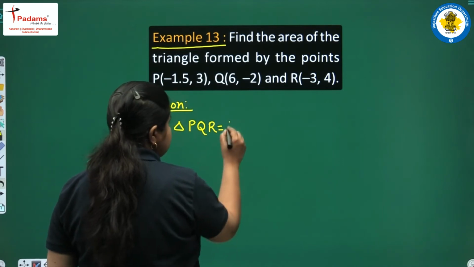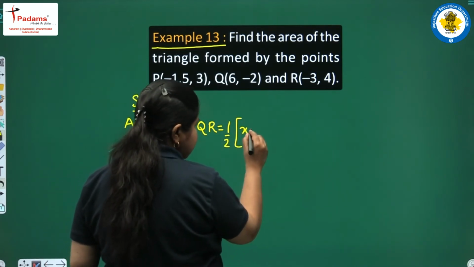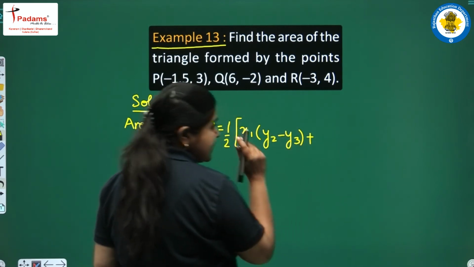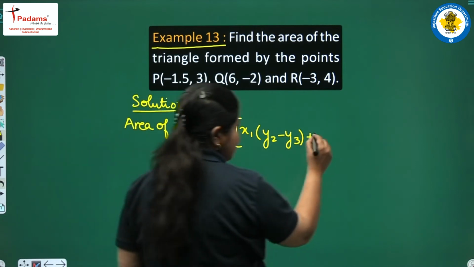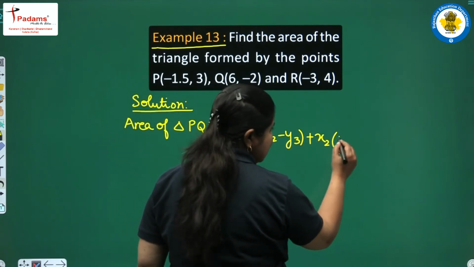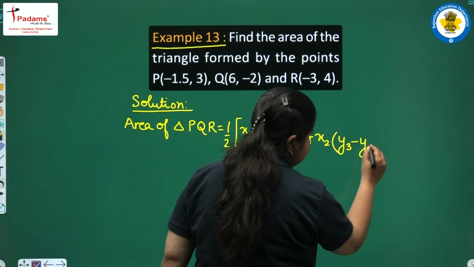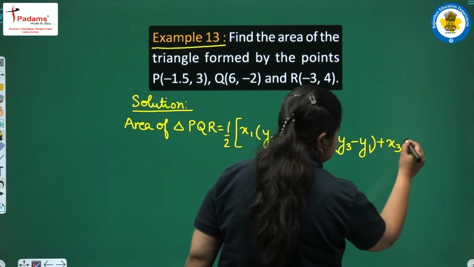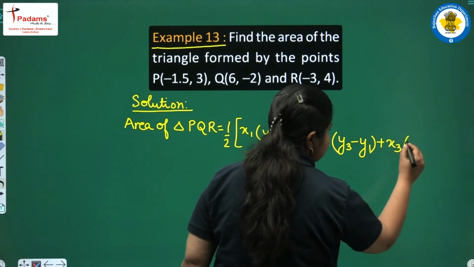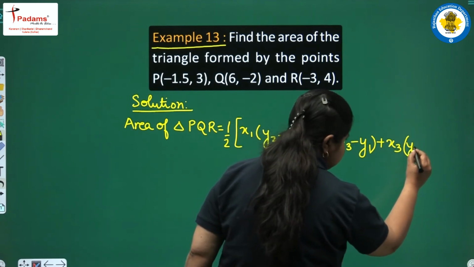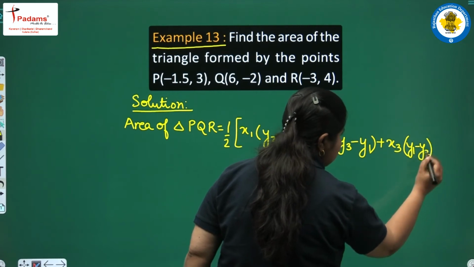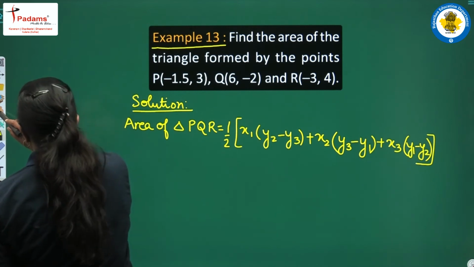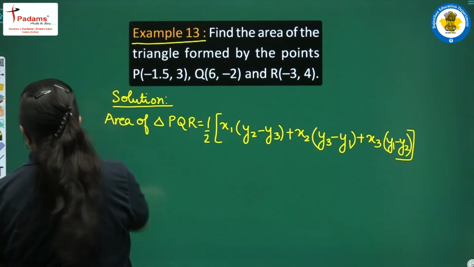PQR. This will be given by half into x1 y2 minus y3 प्लस, अब कौन सा वैल्यू आएगी x की, x2 और 2 के बाद हम लेंगे 3 और फिर हम लेंगे 1. ठीक है, then plus here we have 3 with x, so x3 and then we will have y1 minus y2. 3 के बाद 1 और 1 के बाद 2. I hope it is clear. Now we simply need to put in these coordinates.